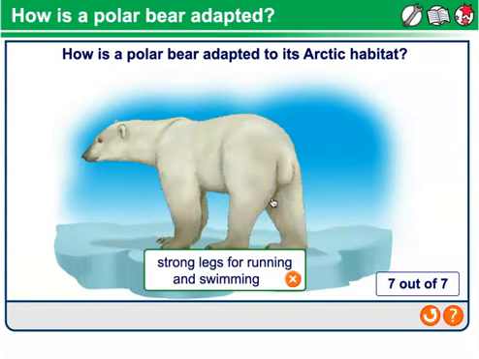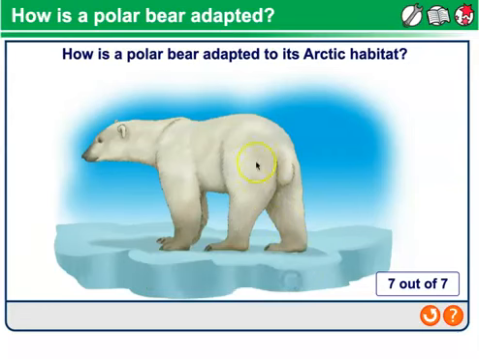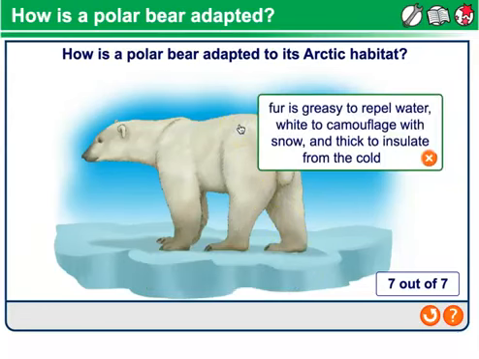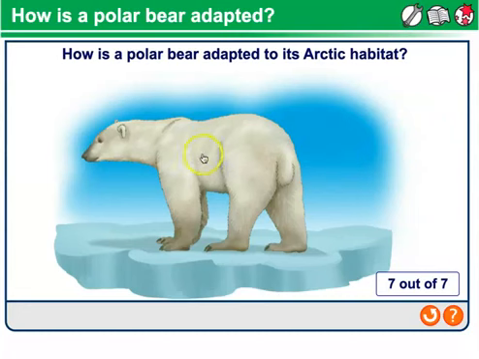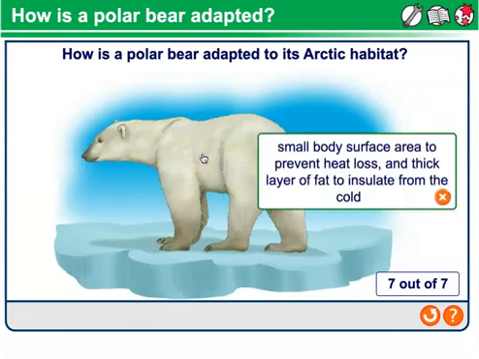They have strong legs for running and swimming. Their fur is greasy to repel water, and it's also white to camouflage them in the snow that allows them to sneak up on their prey. That fur is also very thick and allows for insulation from the cold. They have a small body surface area to prevent heat loss and a thick layer of fat to insulate them from the cold.